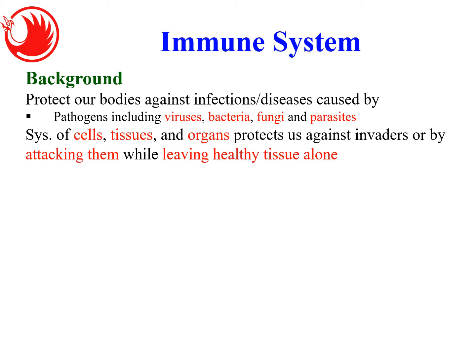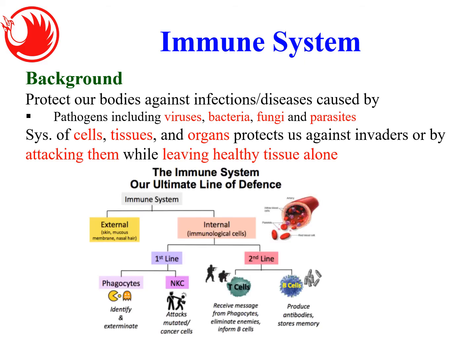Okay, so what is the immune system? The immune system protects our body against infection and diseases caused by pathogens, including viruses, bacteria, fungus, and parasites. What are the differences between these four? I will have one slide talk about this. The immune system is a system of cells, tissues, and organs that protects us against invaders by attacking them while leaving healthy tissue alone. So our immune system will attack all these invaders, pathogens.